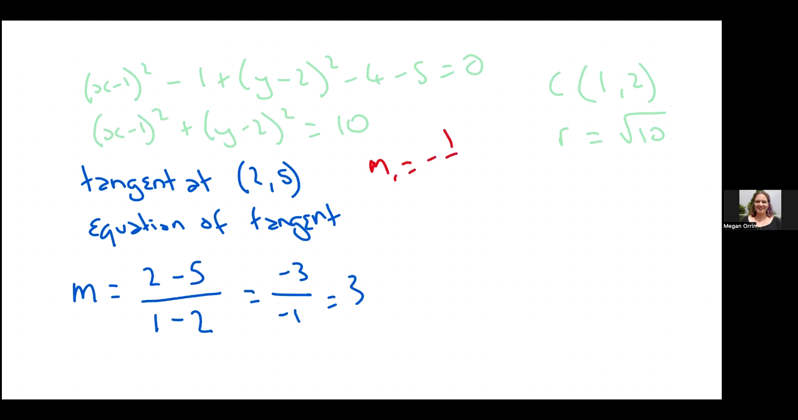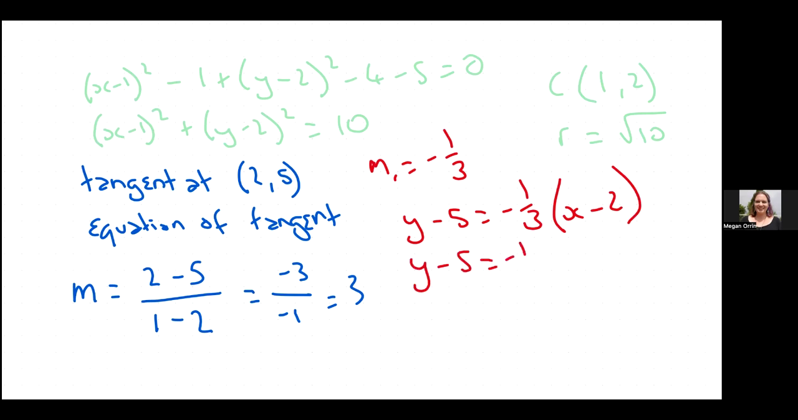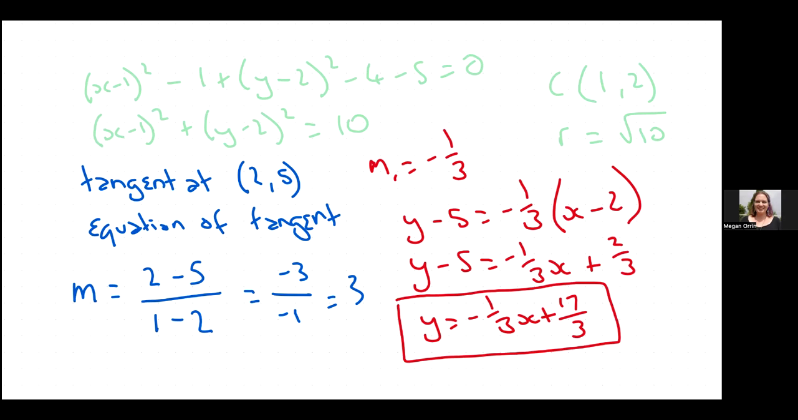And I have a point. Don't I have a gradient and a point? So y minus y1 equals m(x minus x1). So y minus 5 is -1/3 x plus 2/3. So then y equals -1/3 x plus 17/3. So this is the equation of the tangent to this circle equation that goes through this point. Okay?